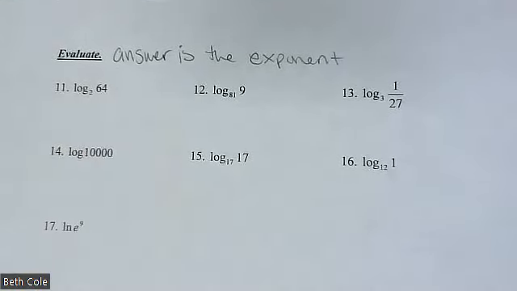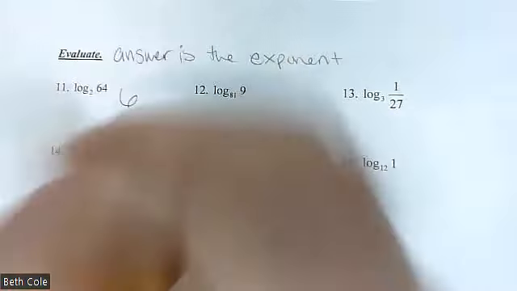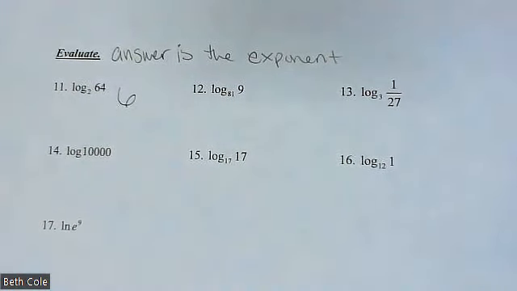Let's count on our fingers. That's why we've got them. 2 to the 1st is 2, 4, 8, 16, 32, 64. So it's 2 to what power? The 6. So your answer is 6. You're looking for the power. Let me do that again. 2, 4, 8, 16, 32, 64. Just counting your fingers.